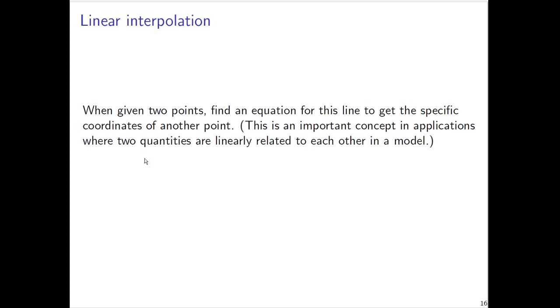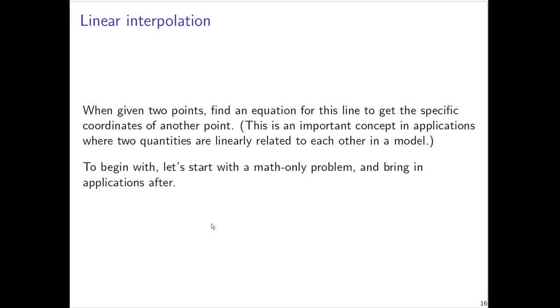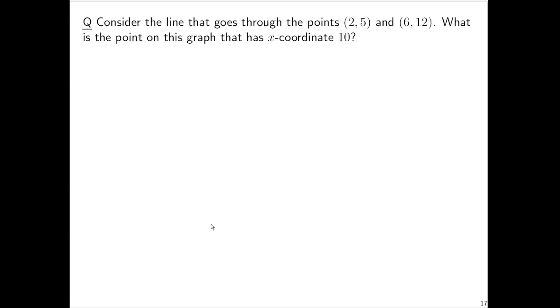This is very important and very useful in applications where 2 quantities, 2 numbers in an actual application maybe are considered linearly related to each other. At least that's what the model would say. So to begin with, we're going to do a math-only problem and then bring in some applications after. So let's, just to warm up, consider the line that goes to the points 2, 5, and 6, 12.